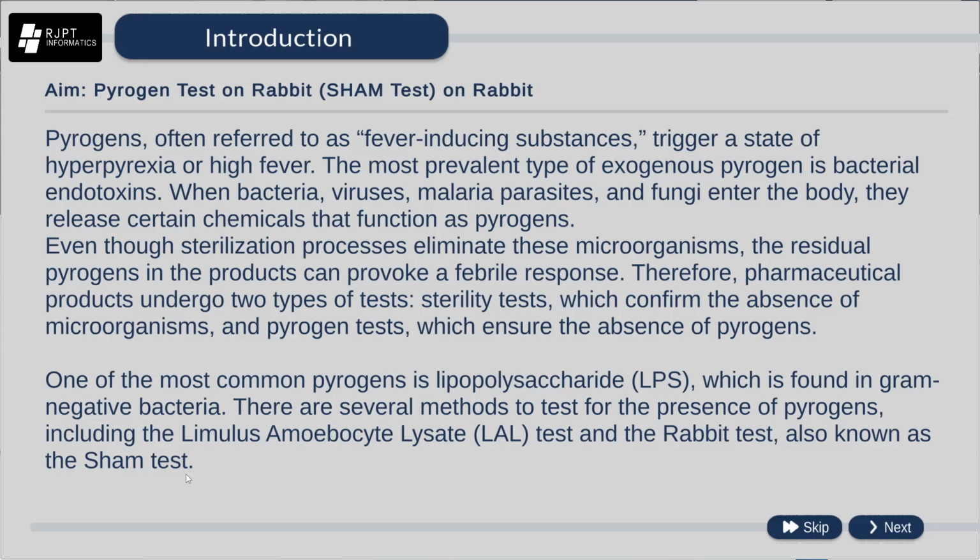So, this paragraph says that the most common pyrogen that we know is the lipopolysaccharide or LPS. This is a common pyrogen that is found in gram-negative bacteria. And to test its presence, there are several methods such as the LAL test, whose full form is Limulus amoebocyte lysate test, and it is also known as the rabbit test. For the rabbit test, we use the common term SHAM test.